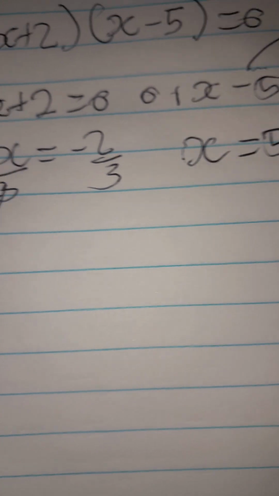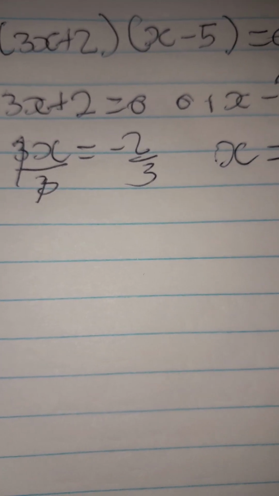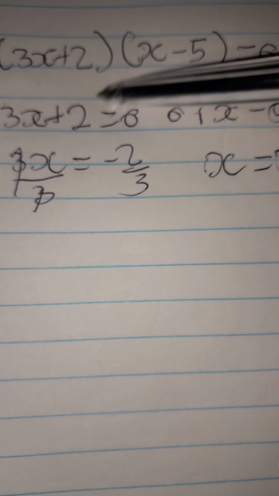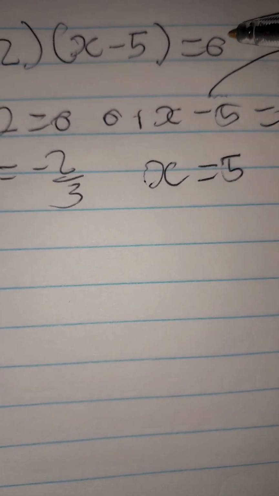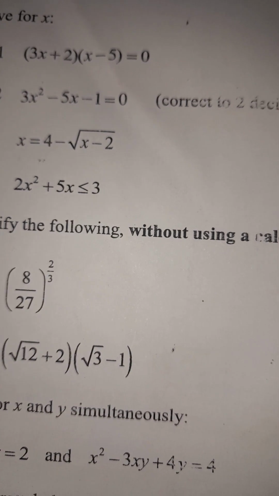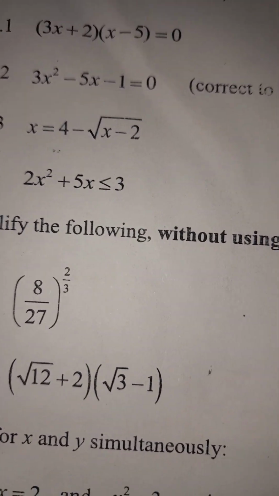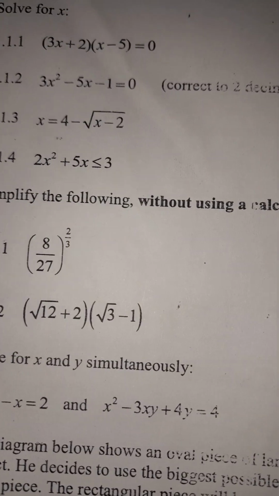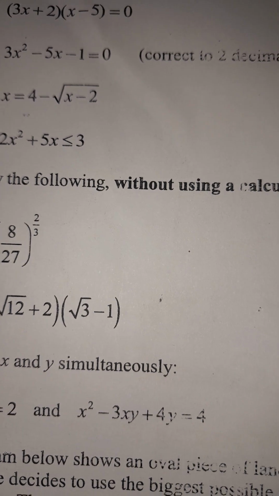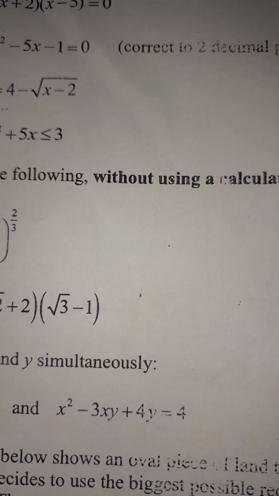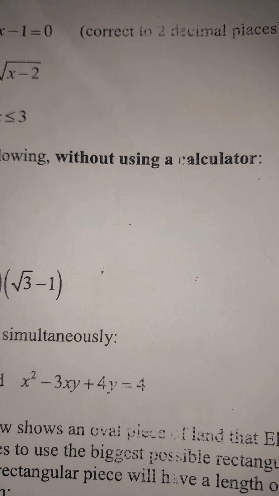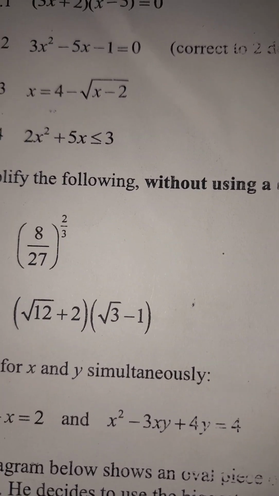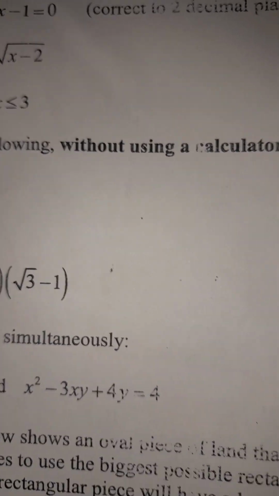Remember the transposing part. When we are done with this, you just have to go back and substitute so that you confirm that it gives you 0, right? Okay, so let's go to 1.1.2. At 1.1.2, it's 3x² - 5x - 1 = 0, correct to 2 decimal places. Definitely the factors of 1 don't satisfy the middle term, so we should use completing the square, or we can use the quadratic formula. Either method is applicable and will give you correct answers, right?